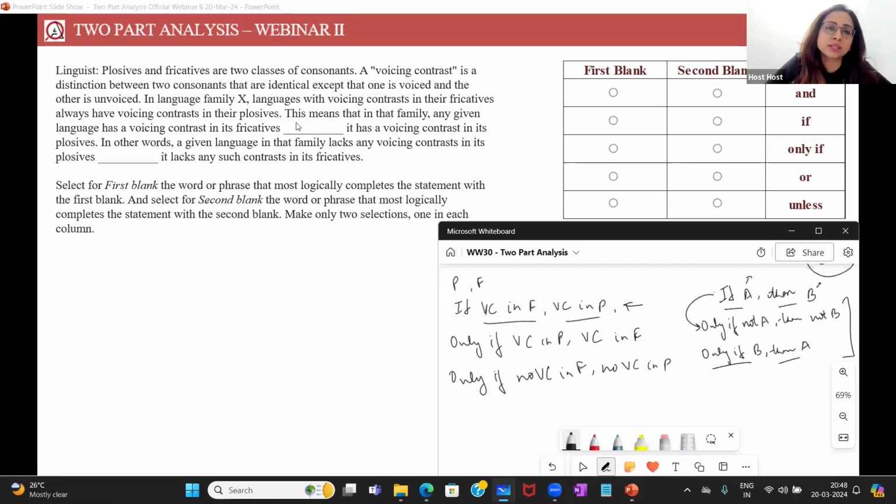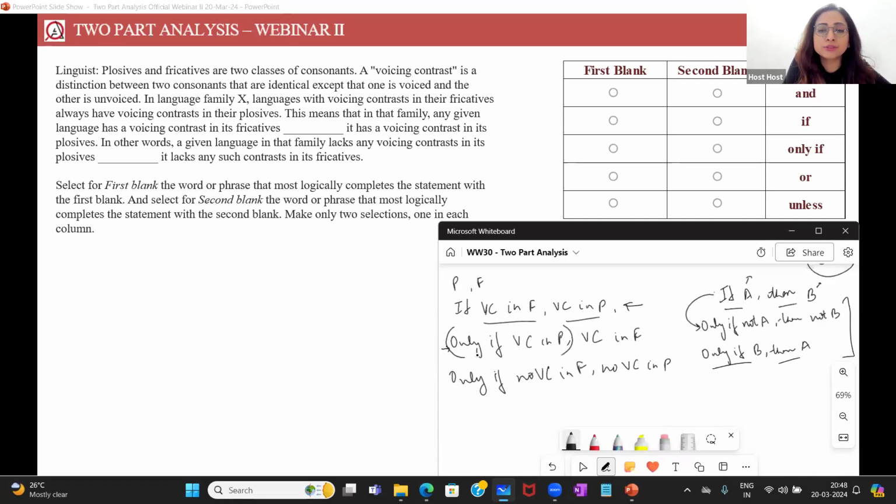So now look at what the statements are giving me. This means that in that family, any given language that has a VC in its F, in case it has a VC in its F dash, it has a VC in its P. Look, what is the relation we have? Only if VC in P, then VC in F. I can also say that VC in F, only if VC in P, it's the same thing. Right? This statement does not change.